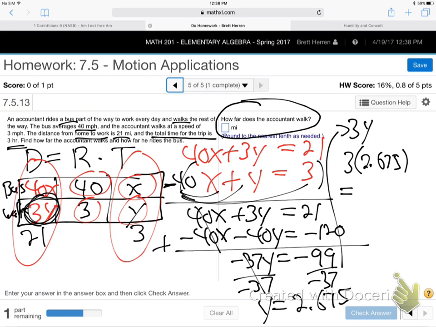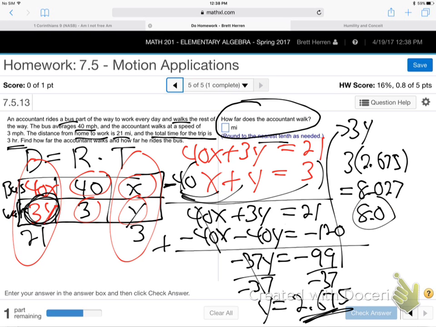Somebody got that? What is that? 8.027. Now you round. So don't round until the end. Well, don't round abruptly, I should say. Leave a few extra places like I did. Now they're saying round to the nearest tenth. That means one place, right? 8.0.